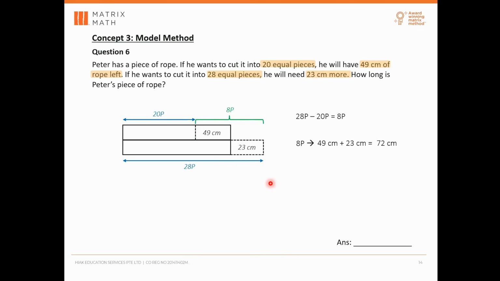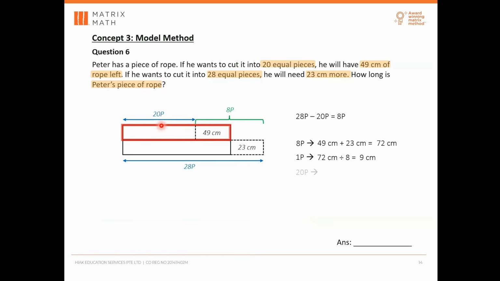Then we find one piece. So we take 72 divide by 8, which is 9 cm. How long is his piece of rope? Okay, so his piece of rope is, you can either use the 20 pieces or 28 pieces. Here I'm going to use the shorter one, the easier to find one, the first scenario. So we find 20 pieces, then we add 49 cm, and that will be the answer. Alternatively, you can find 28 pieces, then you minus 23.